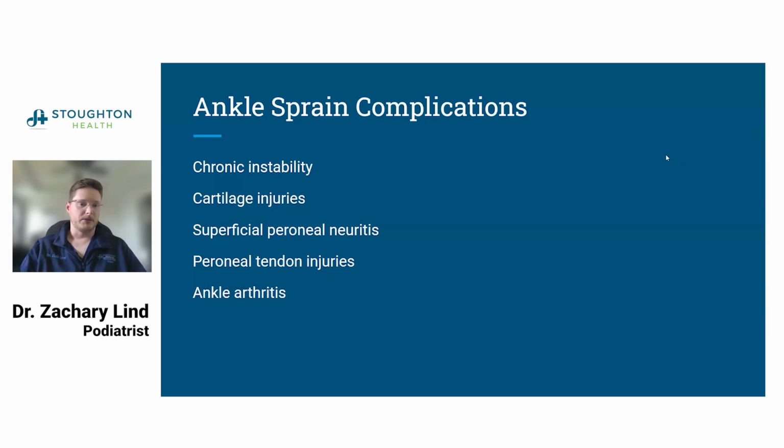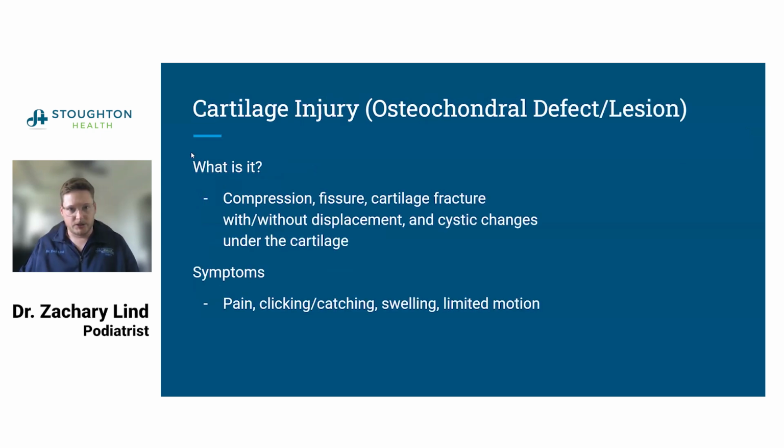And then again, we'll move through these. So cartilage injury, otherwise known as an osteochondral defect or an osteochondral lesion. What is it? It's a compression. It can be a fissure. It can be a cartilage fracture with or without displacement of the fracture. And it can be cystic changes as well that develop under the cartilage.